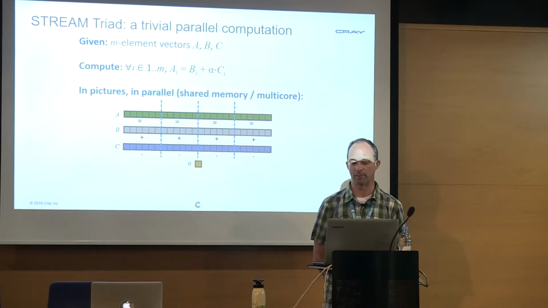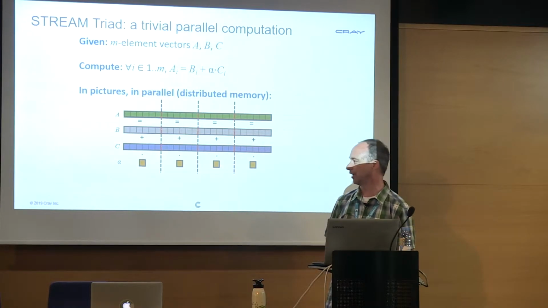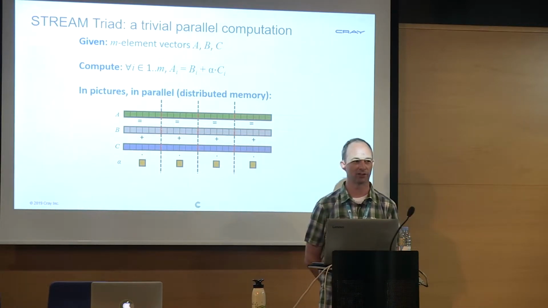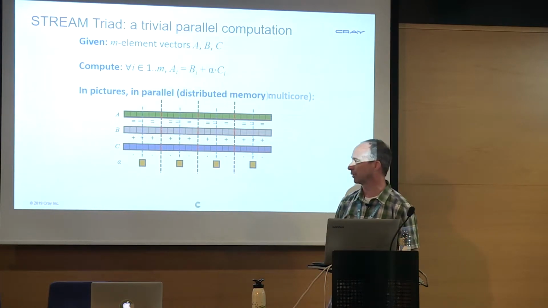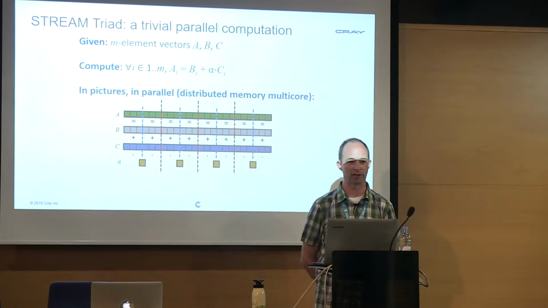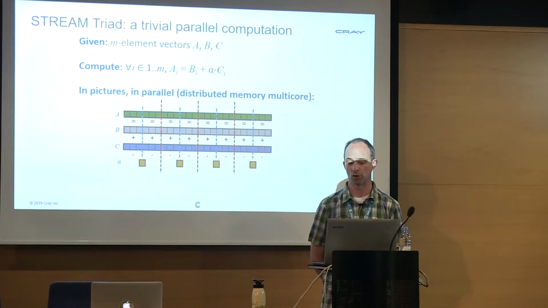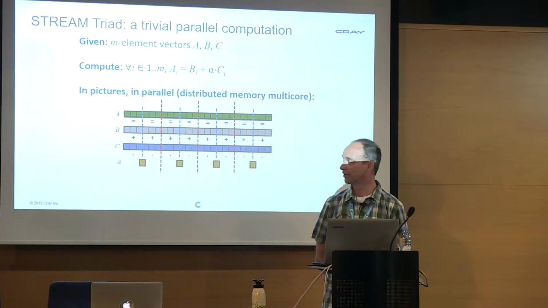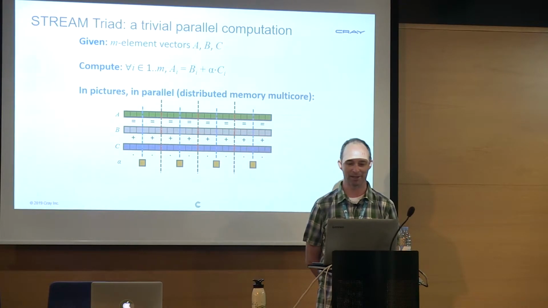If I go to distributed memory, I can do the same kind of thing, but here I'm typically going to replicate alpha so that each compute node has its own copy of alpha and doesn't have to communicate with the others. And of course, on most modern machines, we're dealing with hybrids where you have both shared memory and distributed memory because we have multi-core compute nodes. So this is, again, a very simple computation, not designed to be anything super fancy or complicated.